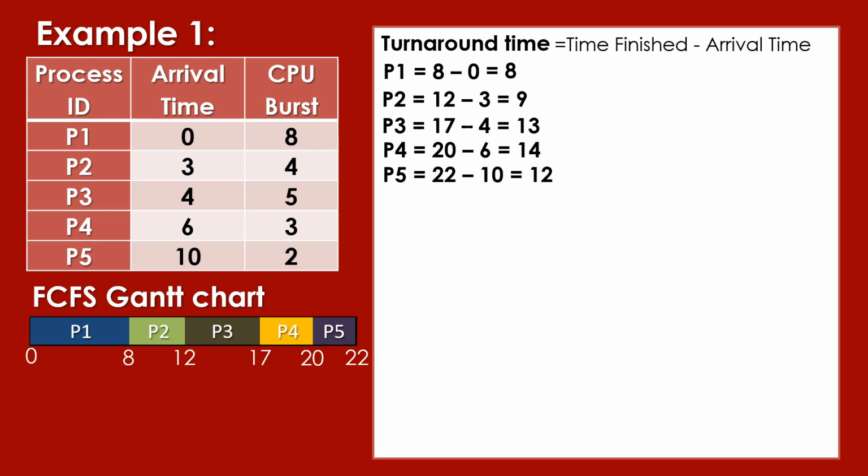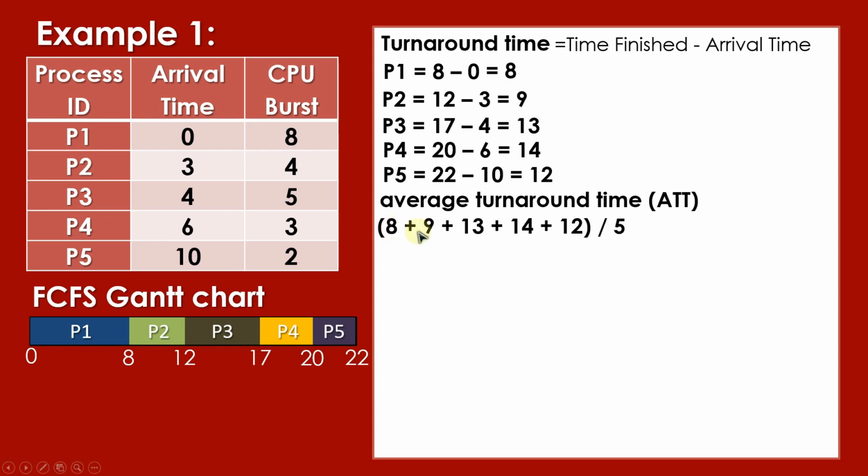And if we're going to compute the average turnaround time, ang gagawin lang natin dyan is to add all the turnaround time divided by number of process, which is 5. Let's compute the average turnaround time. We have 8 plus 9 plus 13 plus 14 plus 12. That is the turnaround time ng mga process natin. And ilan yung process? We have 5 process, that is equal to 11.2.